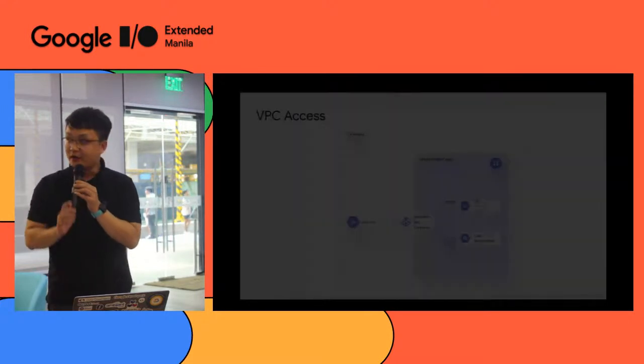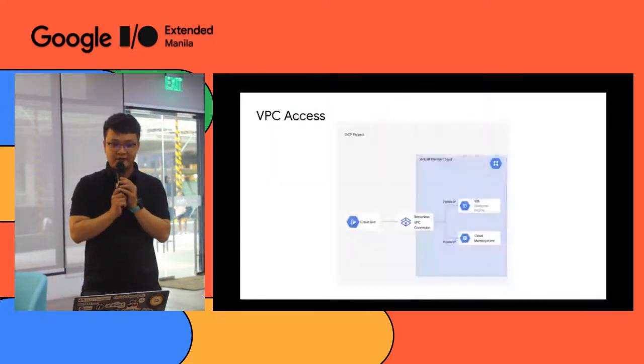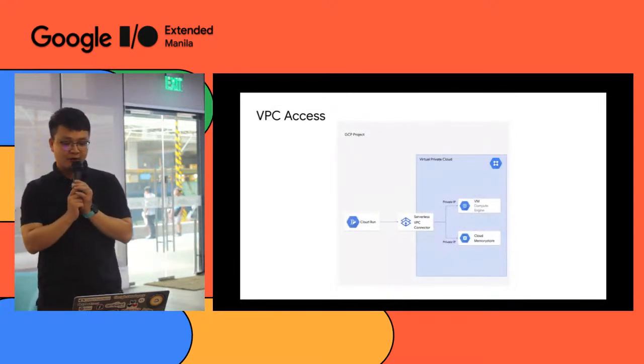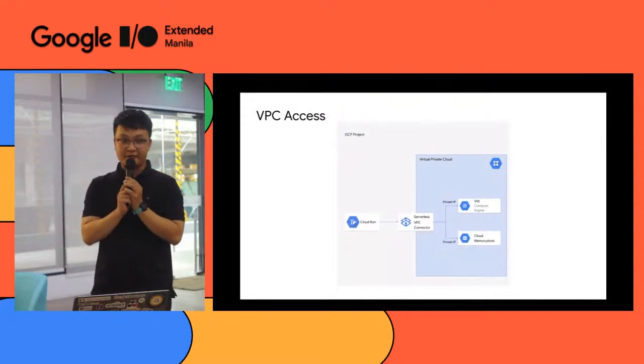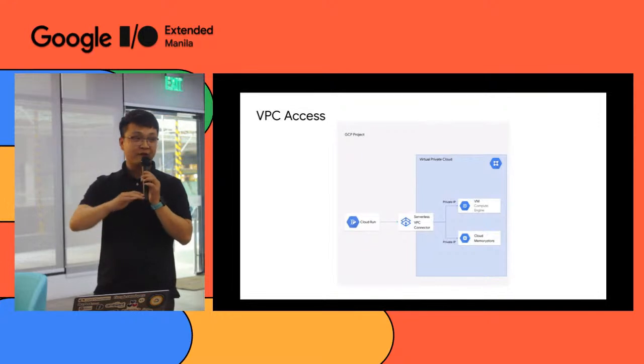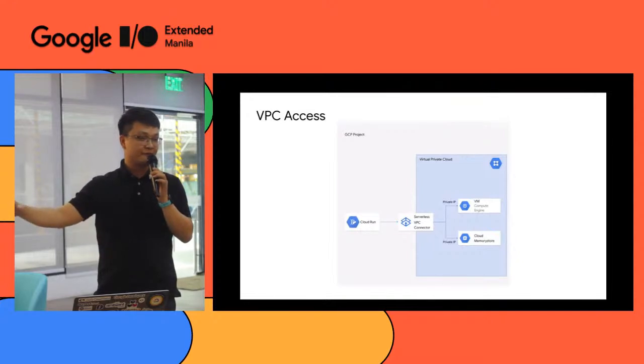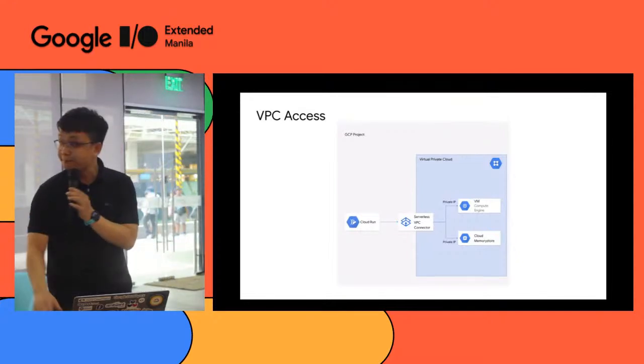Okay. Here, with the VPC access, Cloud Run can work with other products in Google Cloud such as Cloud Filestore, BigQuery, and other things like Cloud SQL. We can use the private VPC connector between our application running on Google Cloud and connect to other services in Google Cloud.